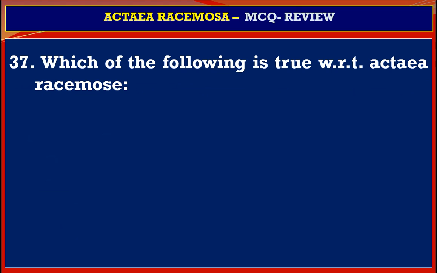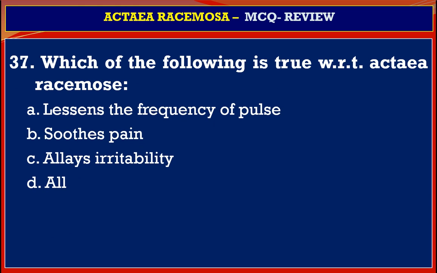The 37th MCQ: Which of the following is true with respect to Actaea racemosa? A. Lessens the frequency of pulse, B. Soothes pain, C. Allays irritability, and D. All of above. Answer is D, all of above.